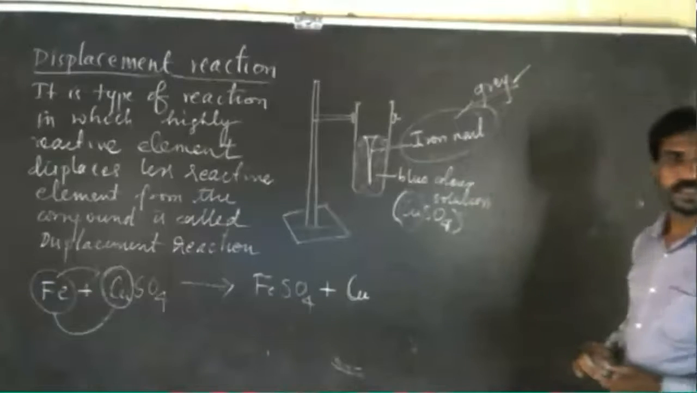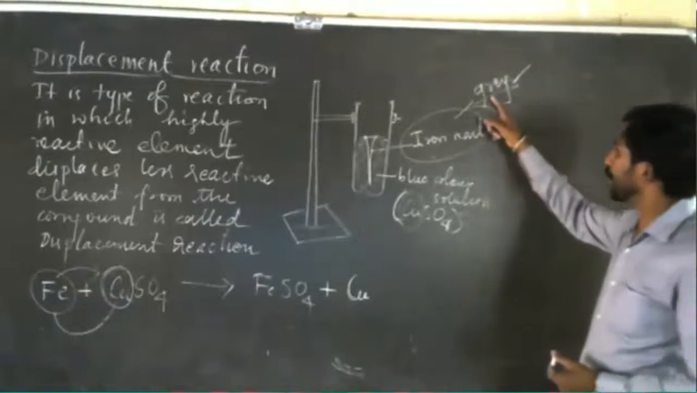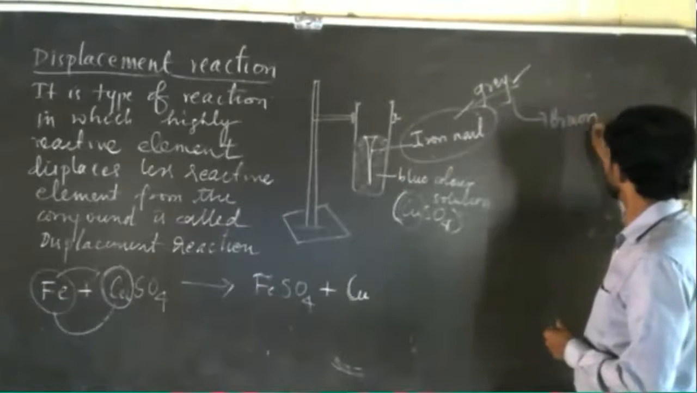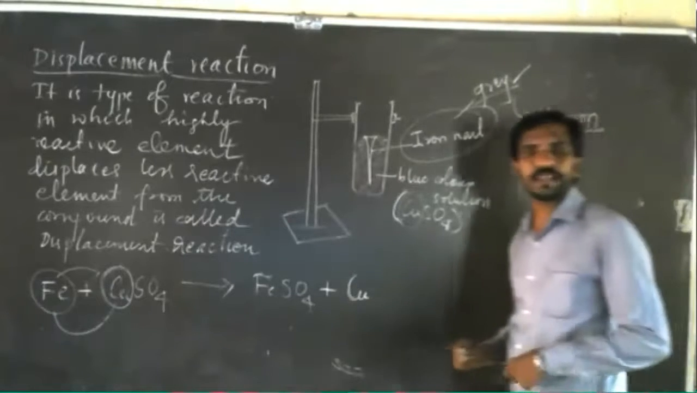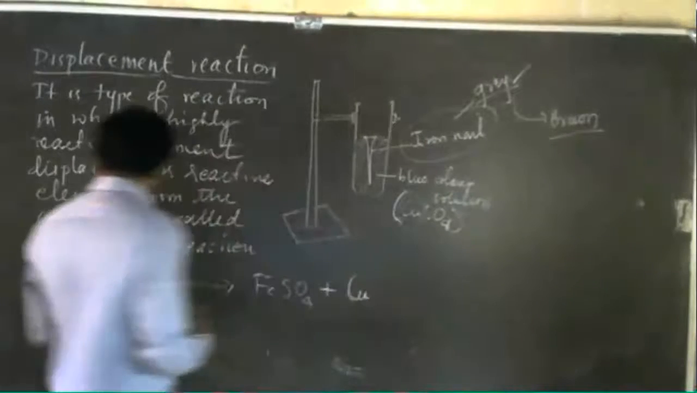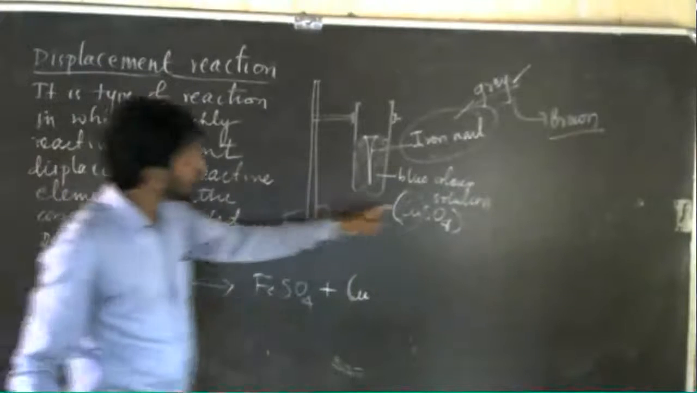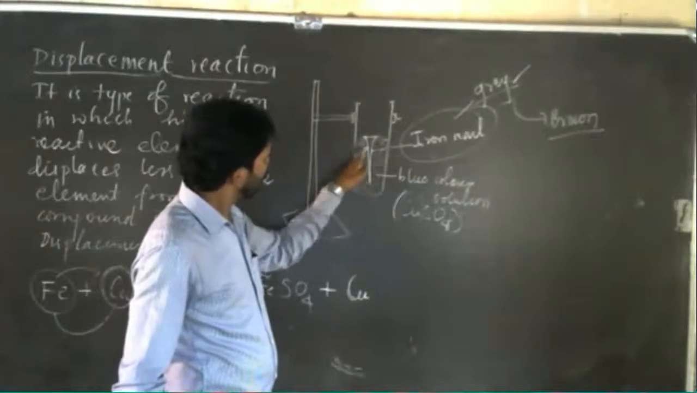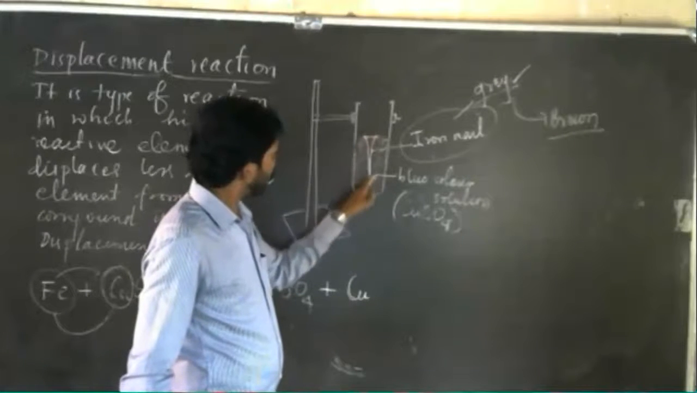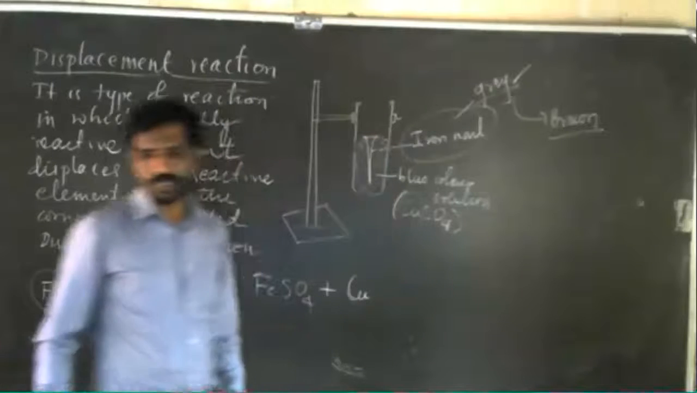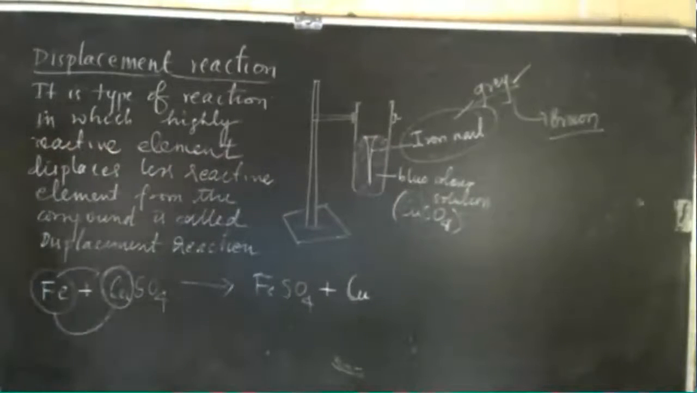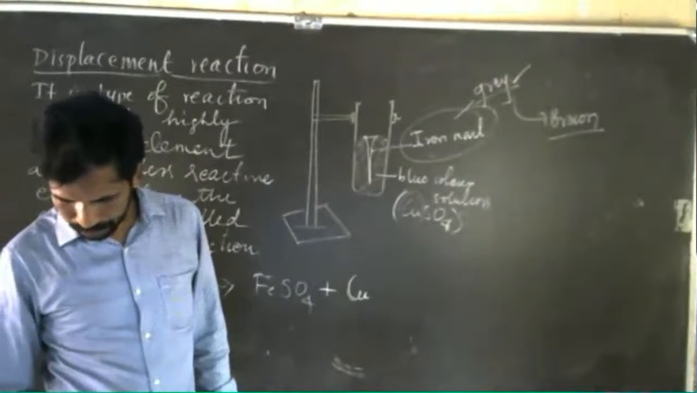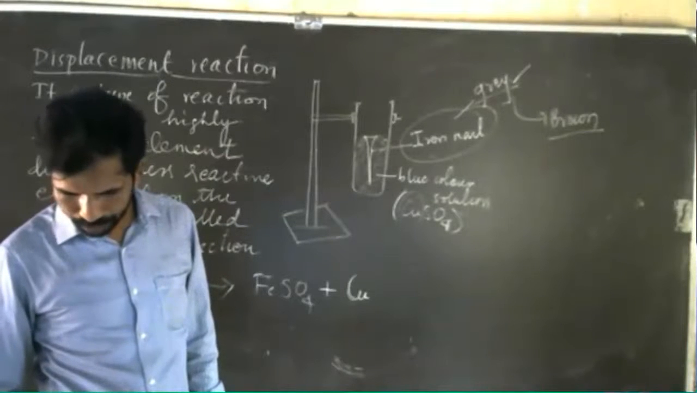Then, I told you the color of the iron was gray, that will turn from gray color to brown color. Remember, brown color, why? Because copper is deposited. Copper, which is displaced from the copper sulfate solution, will be deposited on the iron nail. That's why it becomes brown color.